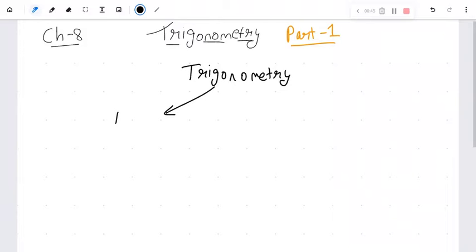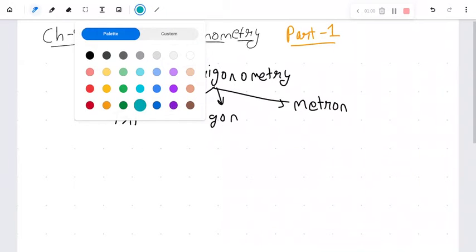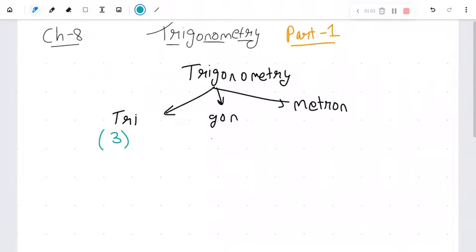Trigonometry is divided into three words: tri, gon, and metron. Now you may know the meanings of these. Tri means three, correct? Gon means sides, and metron means measure. So when I talk about trigonometry, we are relating to right angle triangles, we find the ratios, and we study the relations between sides and angles of a triangle.